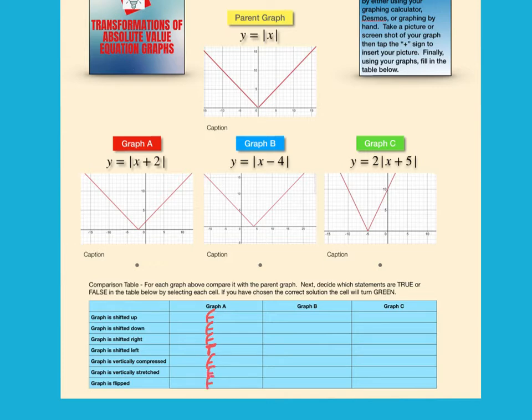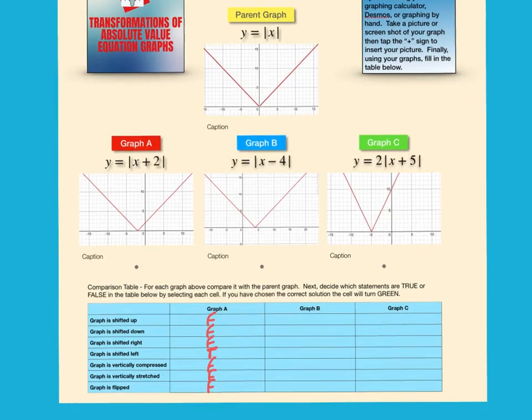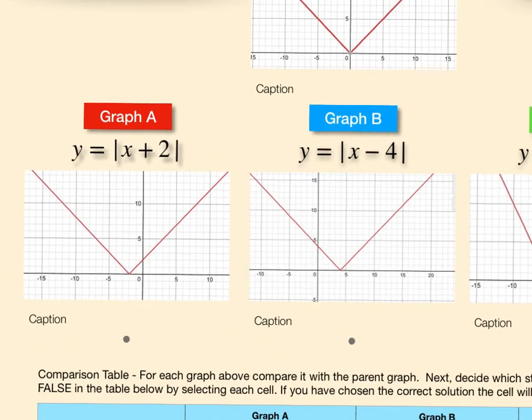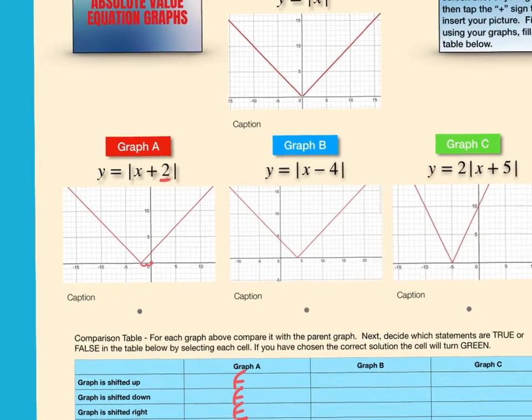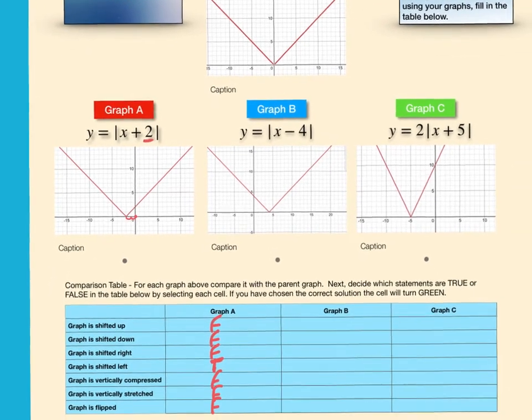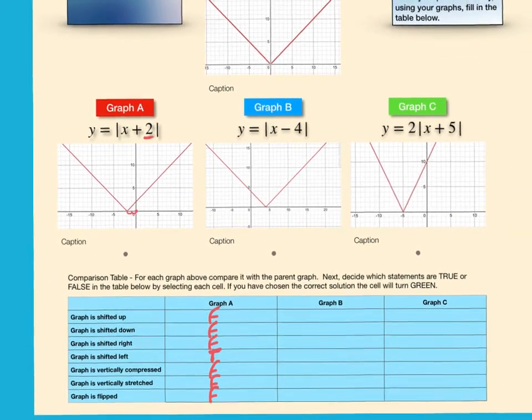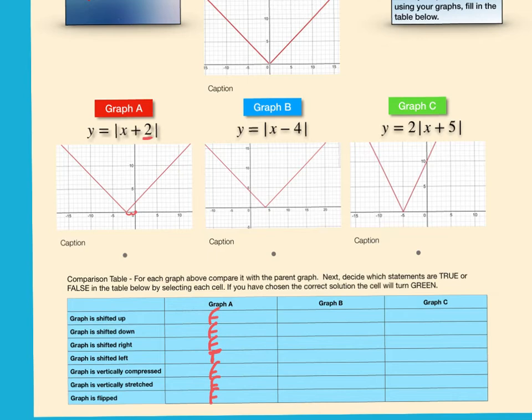How much did it shift? If I zoom in there, how much did this shift from that origin? If we start here, we can see it shifted 1, 2 units. What do you think caused it to shift 2 units? Think it had anything to do with this number 2? I do. But that says x plus 2. Why would it shift to the left 2? Let's try the next one and see what we get here.